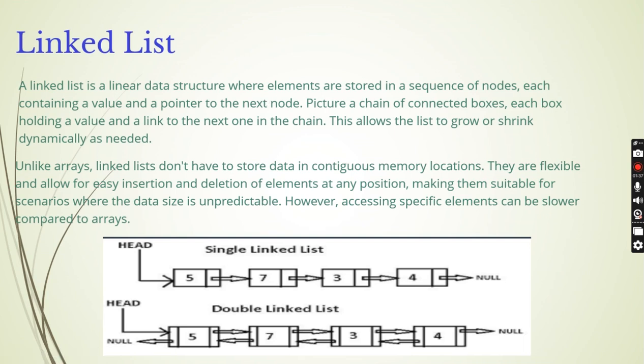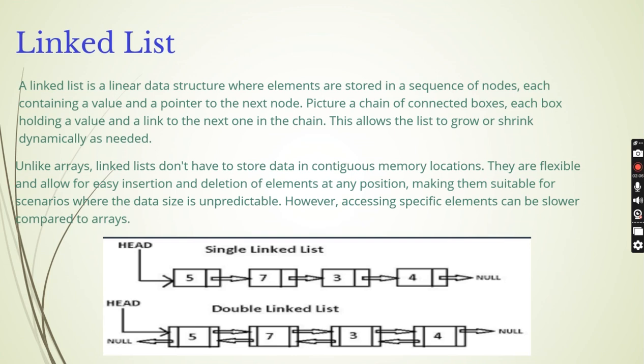The second one is linked list. The linked list is a linear data structure where the elements are stored in a sequence of nodes, each containing a value and a pointer to the next node. Picture a chain of connected boxes, each box holding a value and linked to the next one in the chain. This allows the list to grow or shrink dynamically as needed.